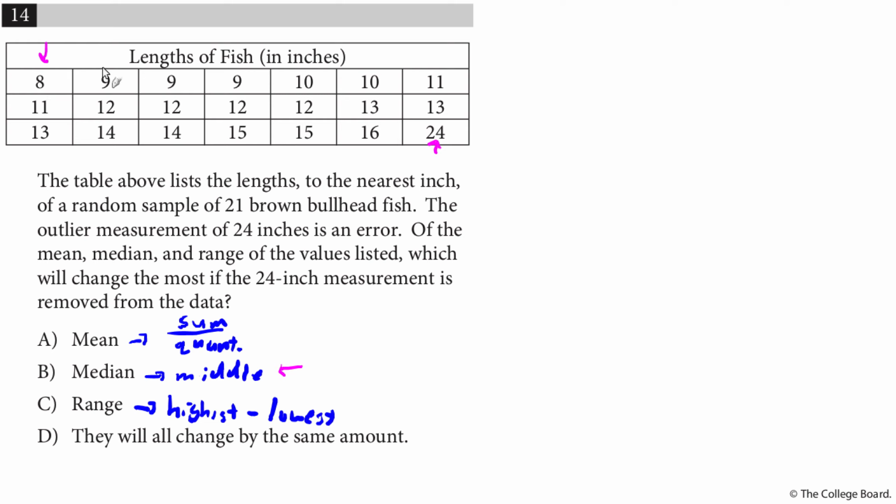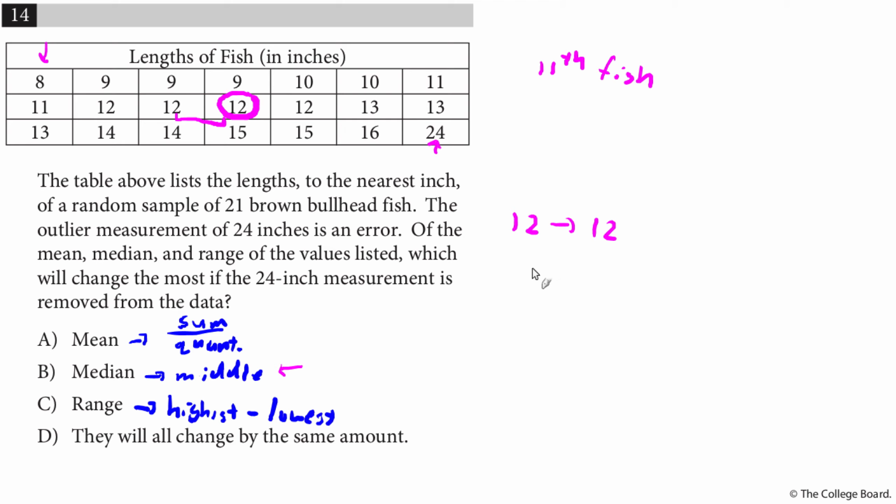And so, halfway through 21 will be the 11th fish, because the 11th fish has 10 fish before it and 10 fish after that. So I count 1, 2, 3, 4, 5, 6, 7, 8, 9, 10, 11. Notice they are already in increasing order, so I don't need to worry about that. And so the median was 12. If I were to knock off this, now my median would be stuck between these two, and it would still be 12. So the median didn't change at all.